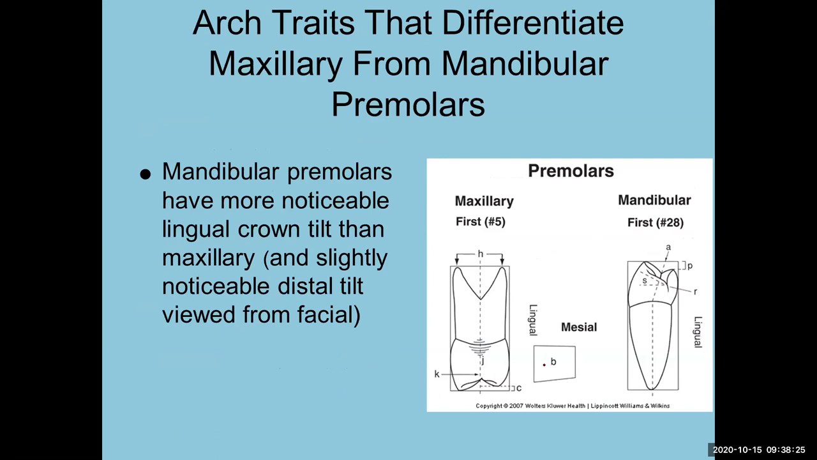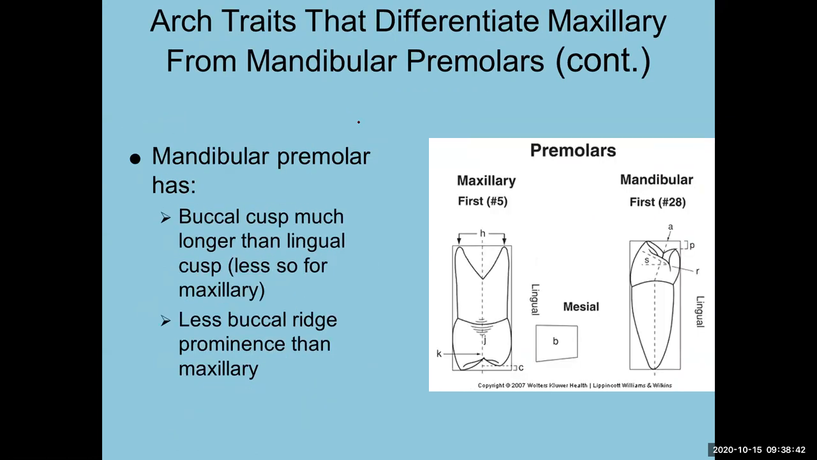How can you tell a maxillary from a mandibular premolar? Mandibular premolars have more of a noticeable lingual crown tilt than the maxillary, and the maxillary premolars have a nice straight up and down view. Okay, look at number five here. That's supposed to be a straight line. Maxillary, you've got a flat occlusal table, with the lingual just being a little bit shorter. You've got a straight up and down tooth versus the lingual tilt. Look at this. This is straight. And then you've got the lingual tilt with the occlusal table tilting lingually.